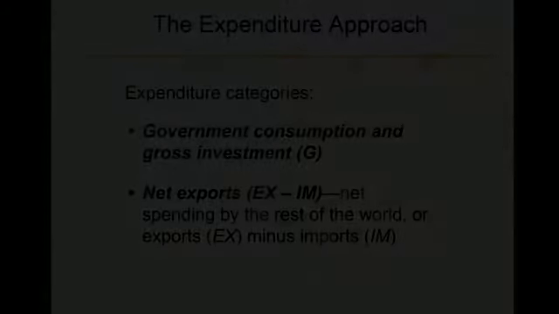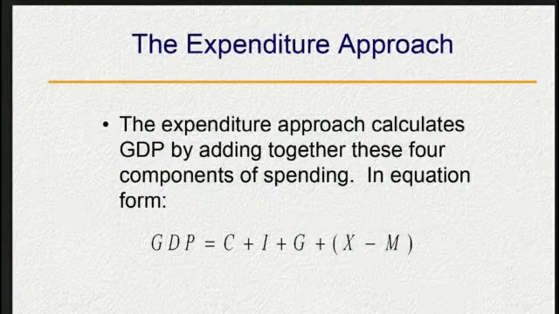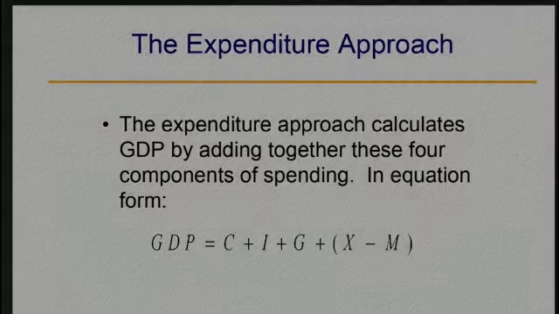So finally, as per this expenditure approach, the GDP is calculated by summing up all these four categories. That means GDP is equal to C plus I plus G plus the difference between X minus M. C stands for consumption expenditure, I stands for investment, G stands for government expenditure, and X minus M is the difference between export and import. So this is the equation for calculating GDP as per the expenditure approach.